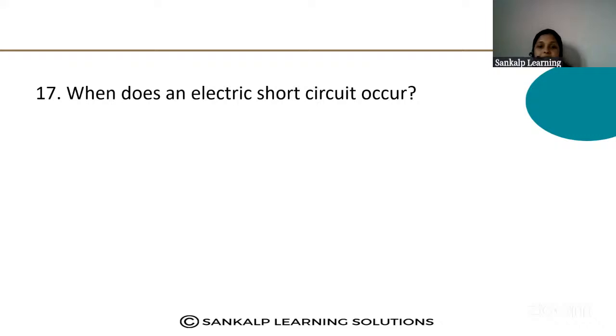When does an electric short circuit occur? So this is the most repeated question, a very important question. When does an electric short circuit occur?